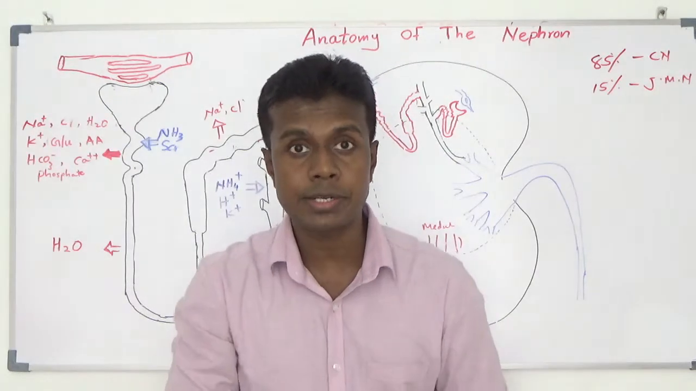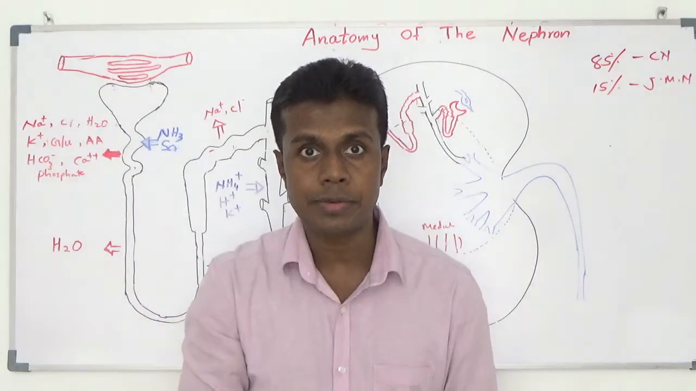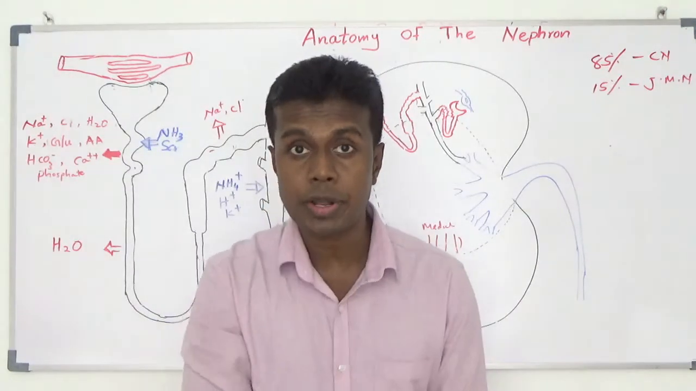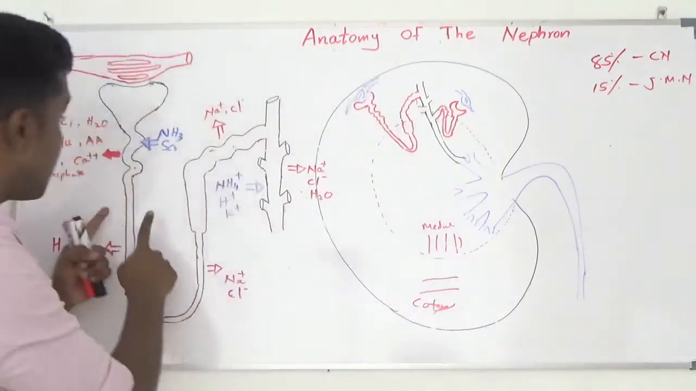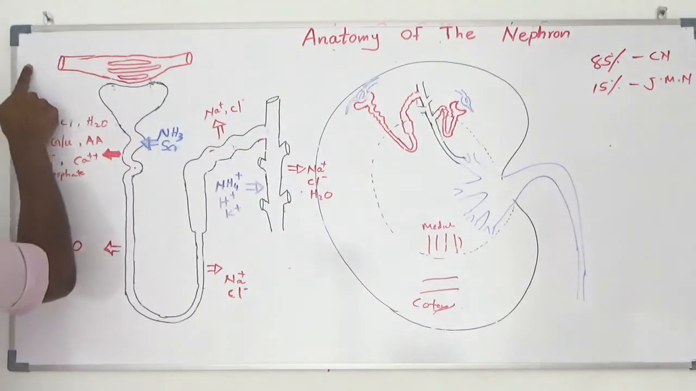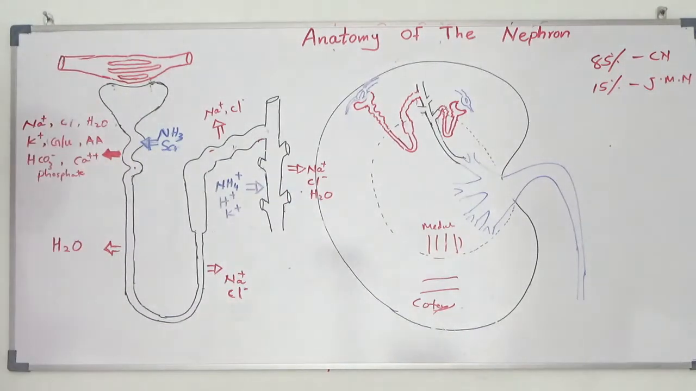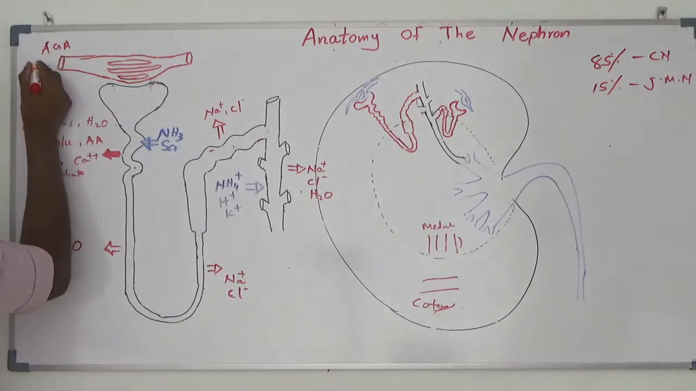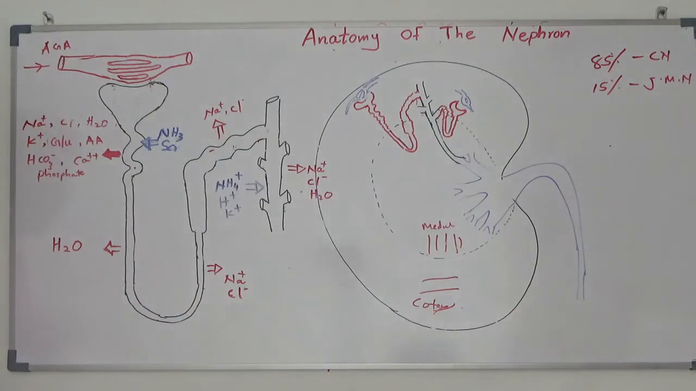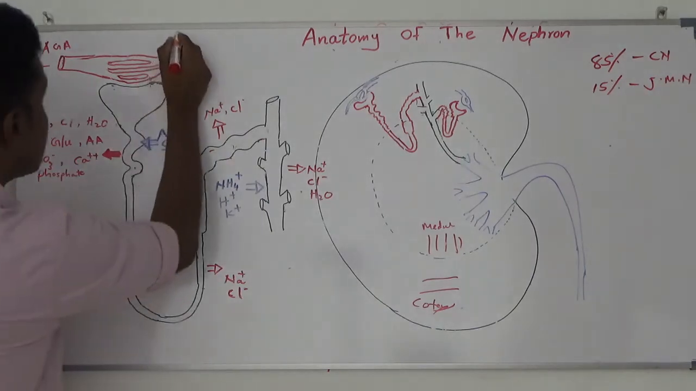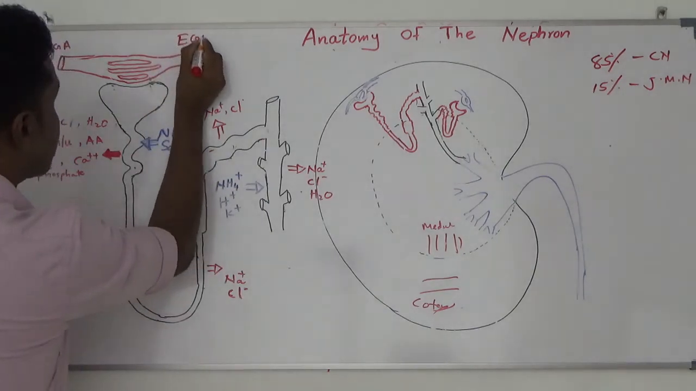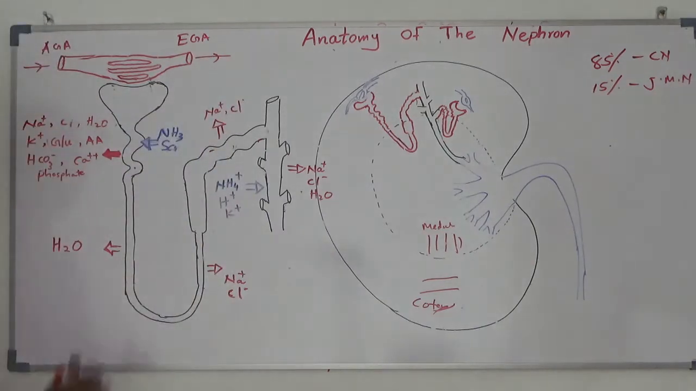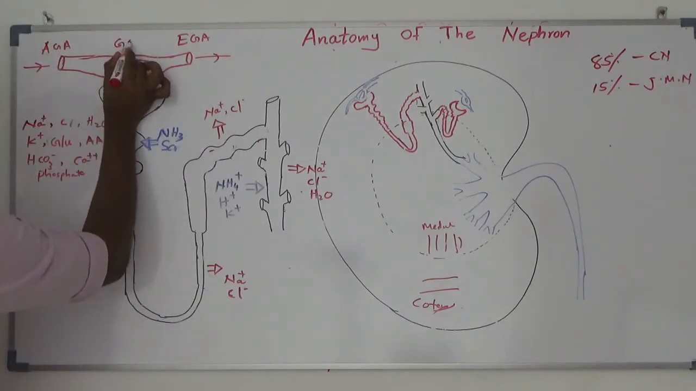Now I am going to check microscopically what the parts of your nephron are. Your nephron contains the afferent glomerular arteriole. Blood will come from here to here. This one is the efferent glomerular arteriole. Blood will go away from the glomerulus. This one is called the glomerular capillaries.